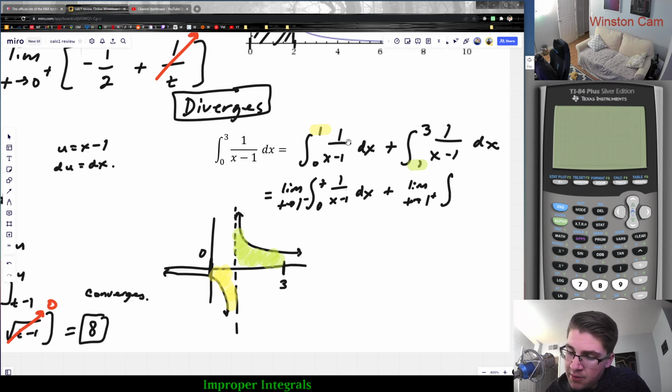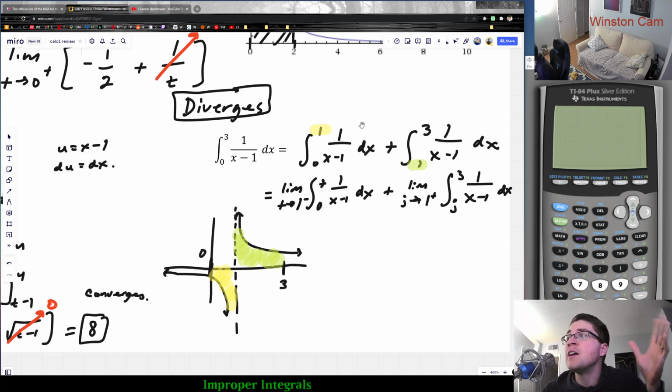Actually, let's not reuse t. It's probably poor algebraic choice. Let's just say j or whatever variable you want. There's nothing important about using t of 1 over x minus 1 dx. Or you could use s or m or whatever.